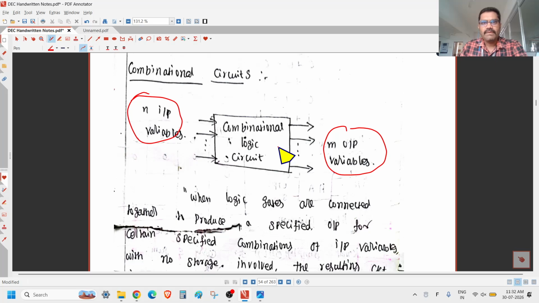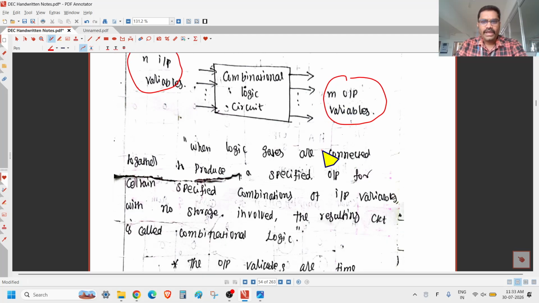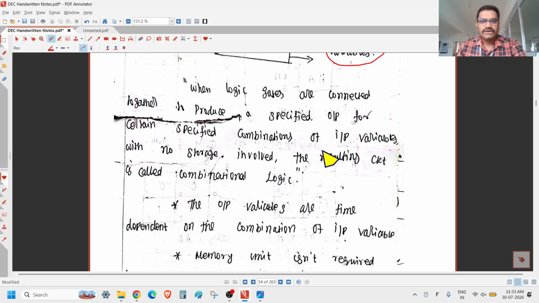The major point in the combinational logic circuit is that the above operation is performed without a memory element involved. So we have n input variables, and in the output we have m output variables, but the major part is that there is no memory element. Since I already told you, when logic gates are connected together to produce a specified output for certain specified combinations of input variables with no storage element involved, the resulting circuit is called a combinational logic circuit.